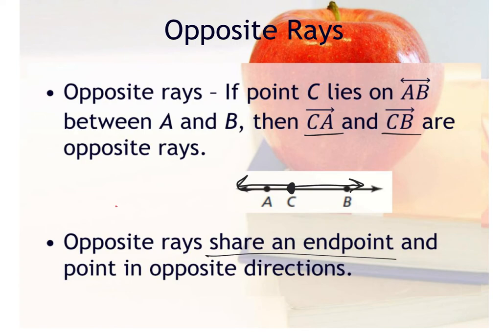I'm going to draw a negative or a bad example of opposite rays. Okay? These two, although they share the same endpoint right here, they are not facing in opposite directions, okay? An opposite ray to this one would be this one because it's completely opposite, okay? So this is an example of something that is not an opposite ray.